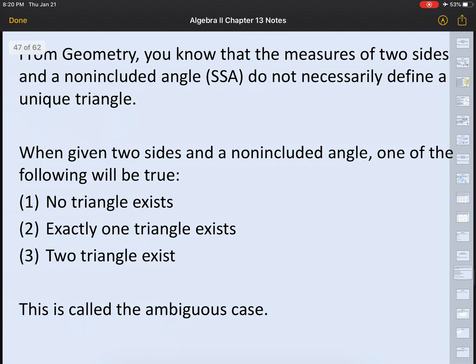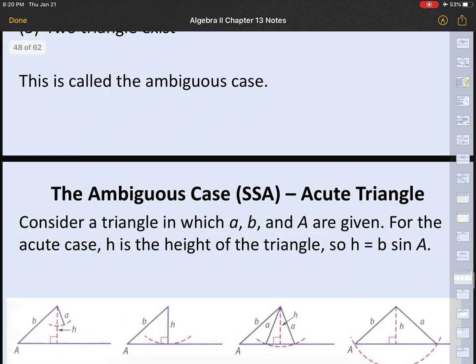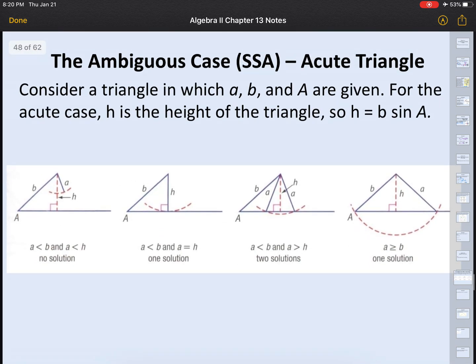So again, from geometry, you know that the measures of two sides and a non-included angle, side-side-angle, do not necessarily define a unique triangle. So when given two sides and a non-included angle, one of the following will be true. No triangle exists. Exactly one triangle exists. Two triangles exist. And this is called the ambiguous case.